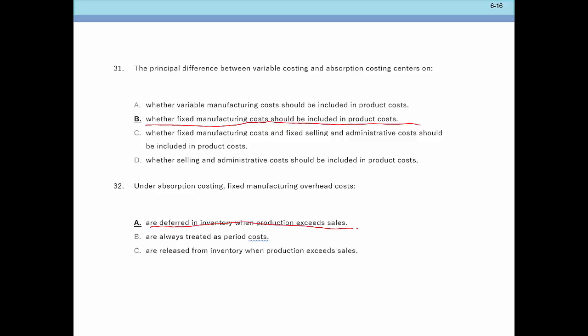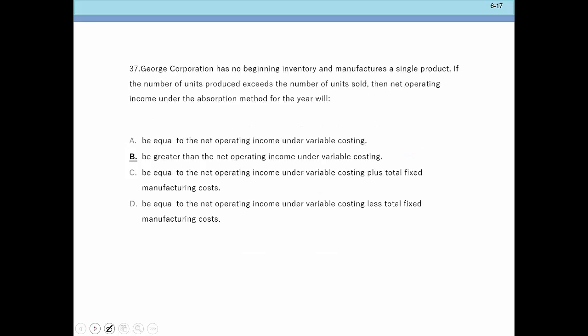Okay. Now, come over and let's take a look at this one. George Corporation had no beginning inventory and manufactures a single product. If the number of units produced exceeds the number of units sold, the net operating income under the absorption method for the year will be greater than the operating income under variable, because we still have those costs sitting in our finished goods inventory, right?